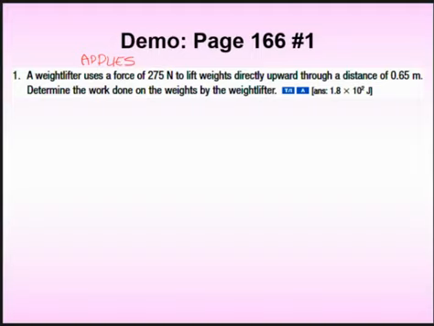A weightlifter applies a force of 275 newtons to lift weights directly upward through a distance of 0.65 meters. Good. Everything has to be standard. These are physics standard equations. Determine how much work is being done by the weightlifter's force.